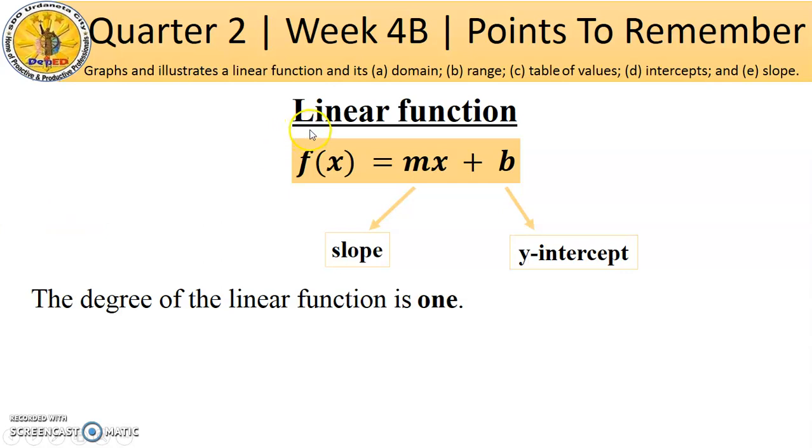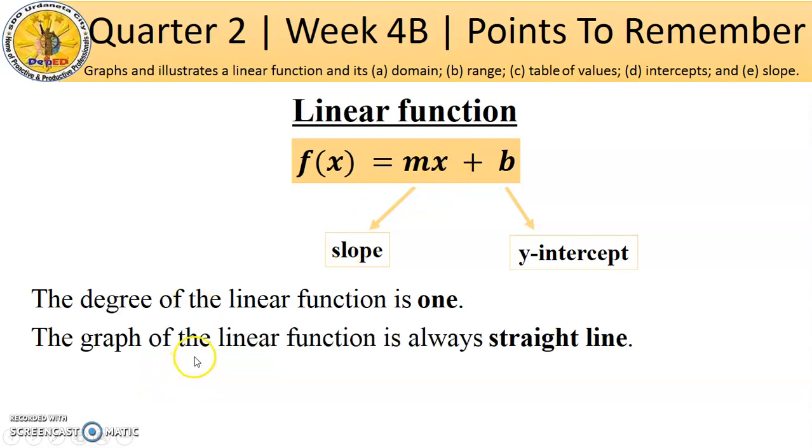Now, when we say linear function, the degree of the linear function is 1. It means the highest exponent of the variable must be 1. Here, the x variable is in the first degree, or it has a degree of 1. Since we can't see any number as an exponent, we consider that the exponent of x here is 1. Next, the graph of a linear function is always a straight line.